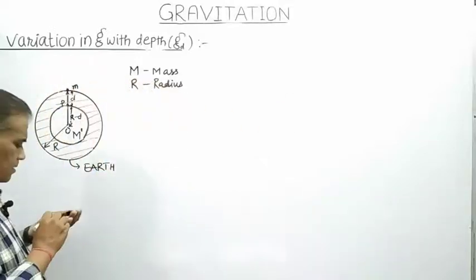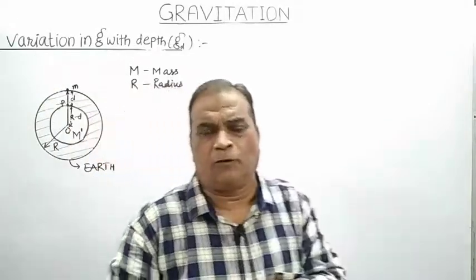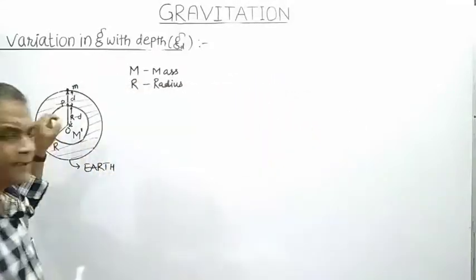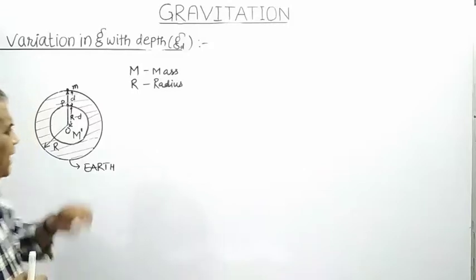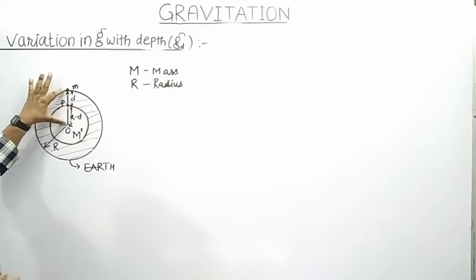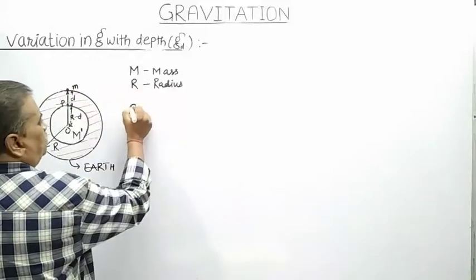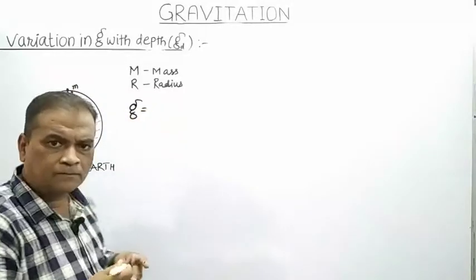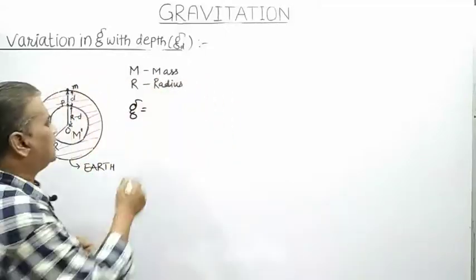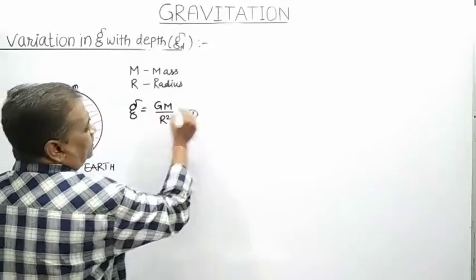And remember that when the object is lying on the surface of the earth, we must assume that the entire mass of earth is concentrated at its center, so that the distance of separation between that object of mass small m and the center of the earth is nothing but the radius of the earth. Therefore the acceleration due to gravity acting on the object lying on the surface of earth, we know that this g is equal to GM divided by what? R square. This is equation number 1.